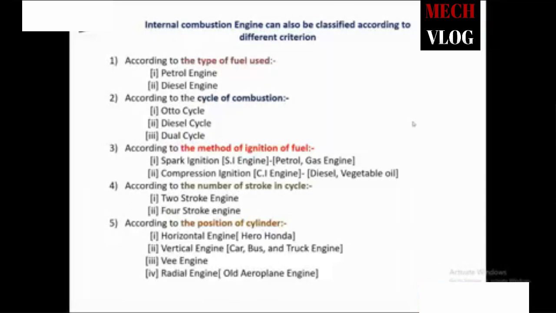According to the method of ignition of fuel, the first one is spark ignition and the second one is compression ignition. The spark ignition comes in petrol and gas engines, and the compression ignition comes in diesel and vegetable oils. According to the number of strokes in a cycle, it can be classified into 2-stroke and 4-stroke engines.